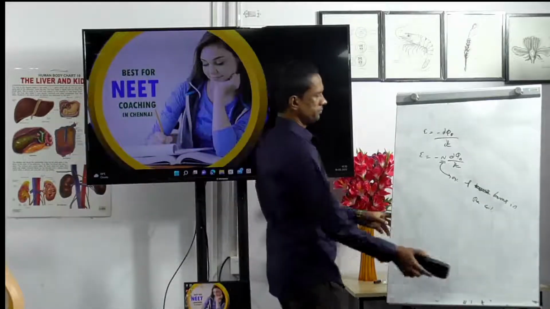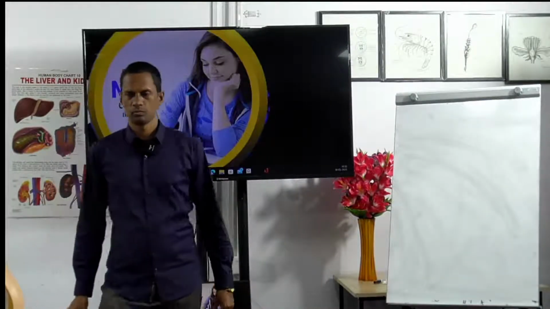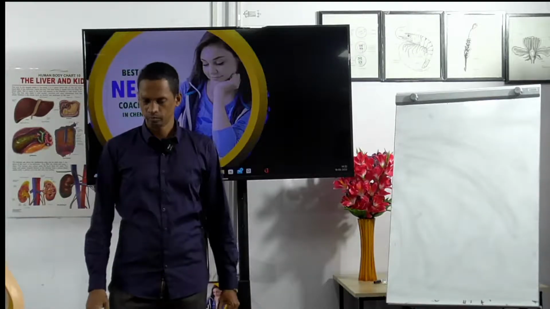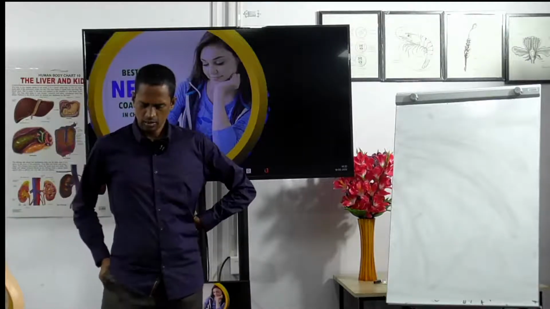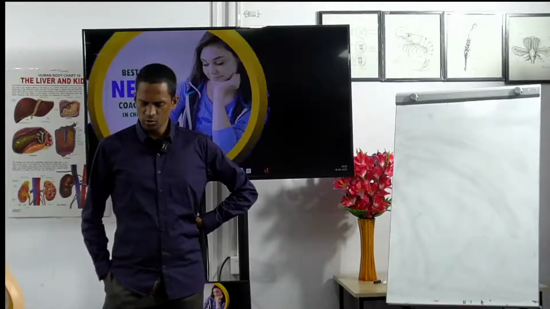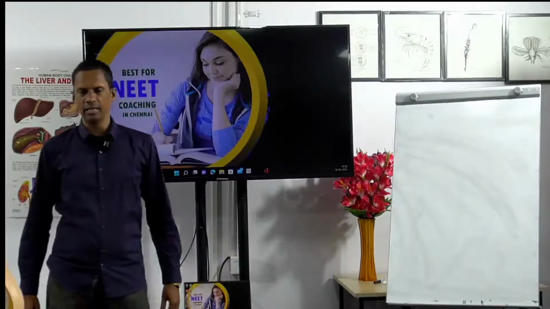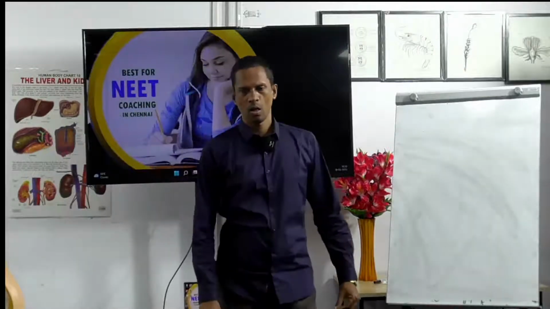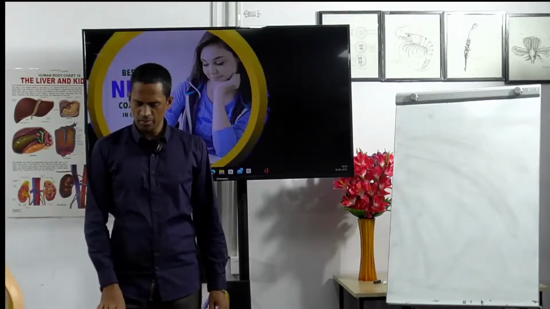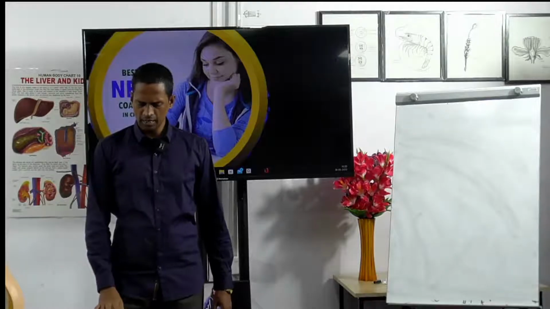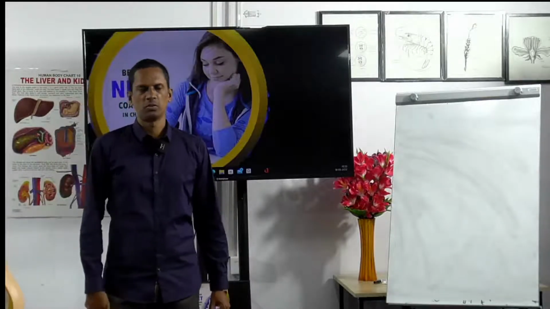Lenz's law. The polarity of induced EMF is such that it tends to produce a current which opposes the change in the magnetic flux that it produces.